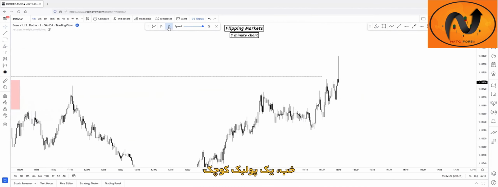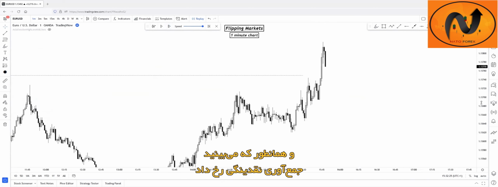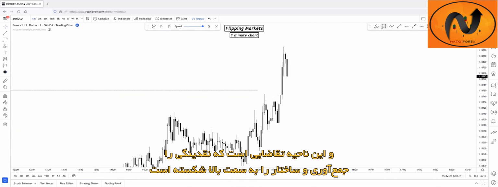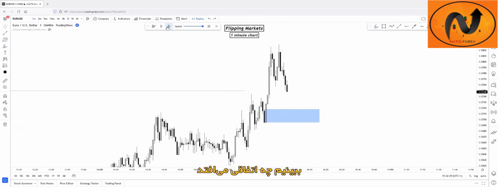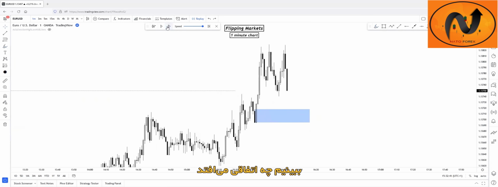Okay, small pullback. And actually the sweep happened, as you can see. And this was the last demand zone that created the sweep and the breakout of structure to the upside. Let's play price forward. Price swept this liquidity line, as you can see. Let's see what happens next.